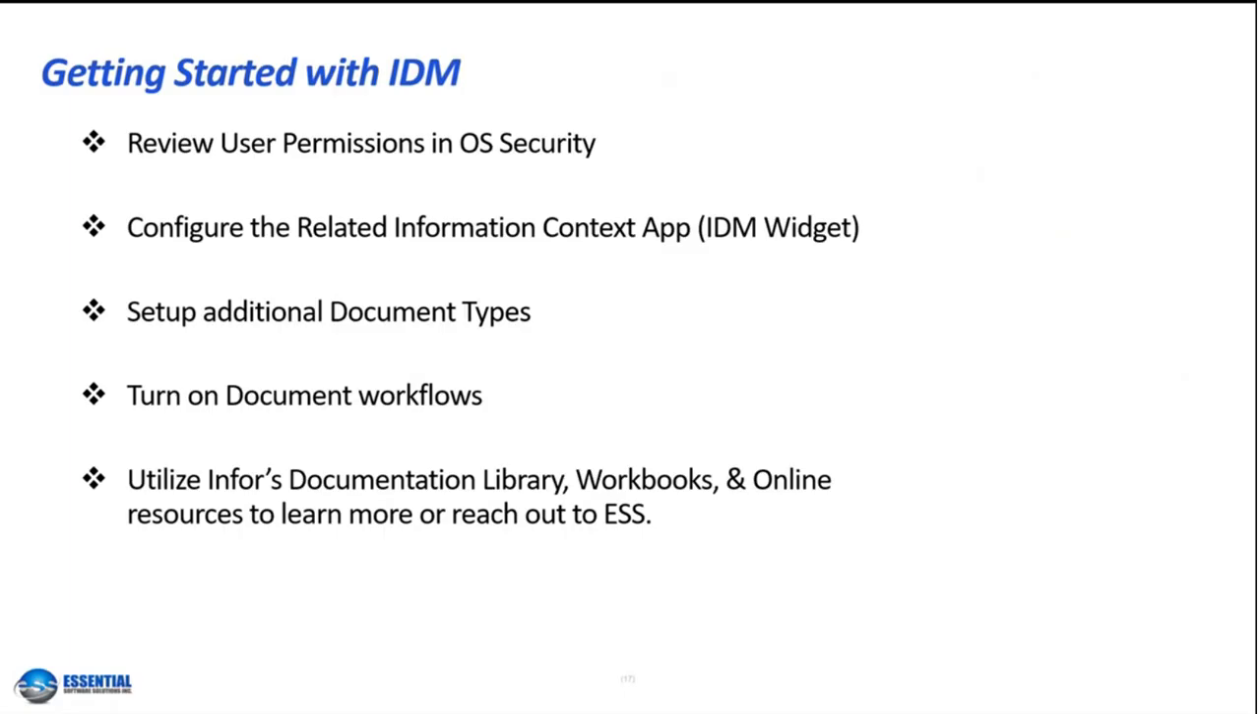But if you're not seeing IDM in that drop-down list of other applications and it's not where Sightline is when you click on Sightline or Factory Track, there's a good chance that the only reason you're not seeing it is because you don't have the permissions assigned. So I'll go over what those permissions are in the next slide.